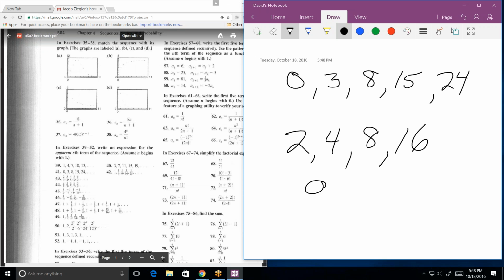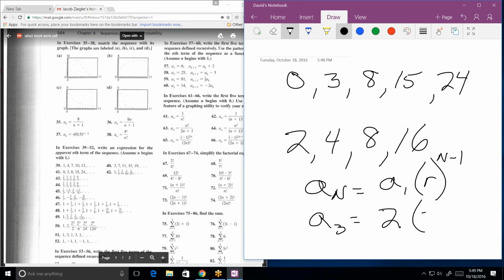And they have a different a sub n. Their a sub n is the first term times the common ratio raised to the n minus 1 power. In other words, if I wanted the third term, which I can see is 8, so a sub 3 would be equal to the first term. The common ratio is 2. N is 3, so it's 2 squared. Perfect. So I've got the right general format.